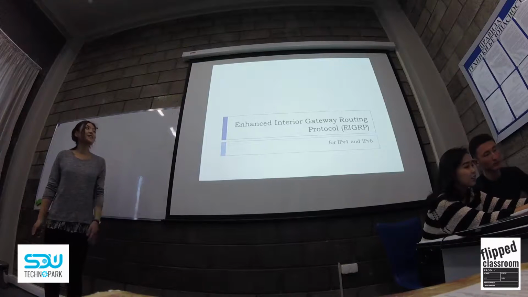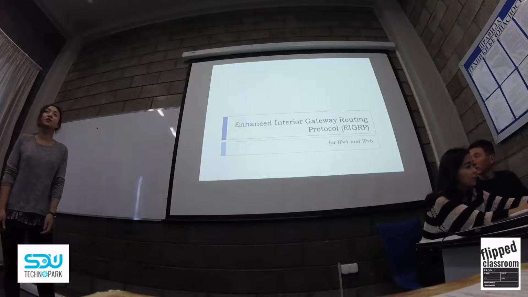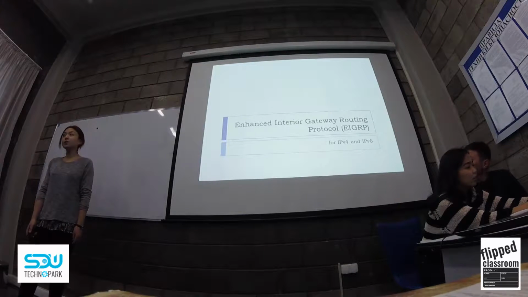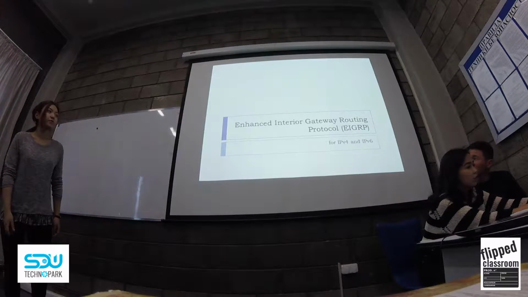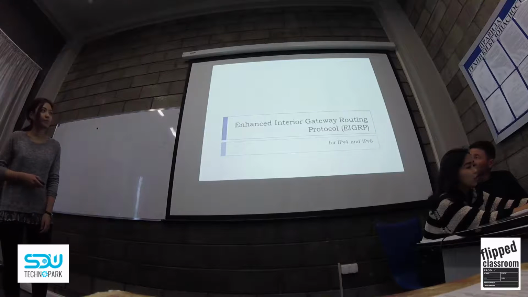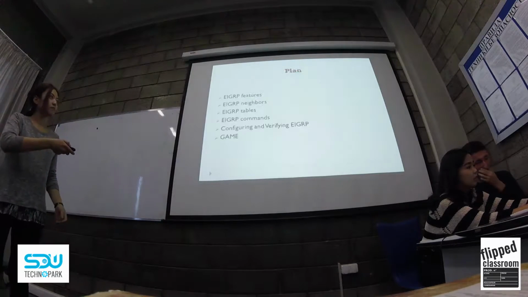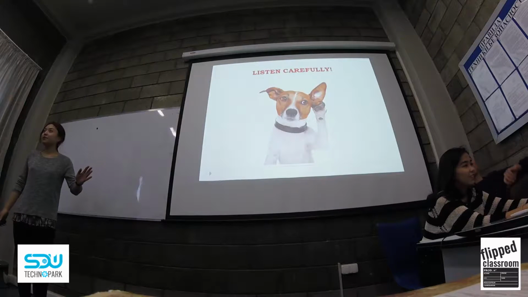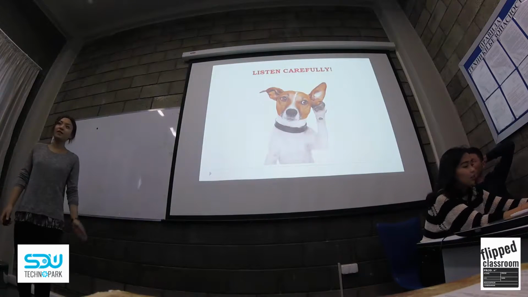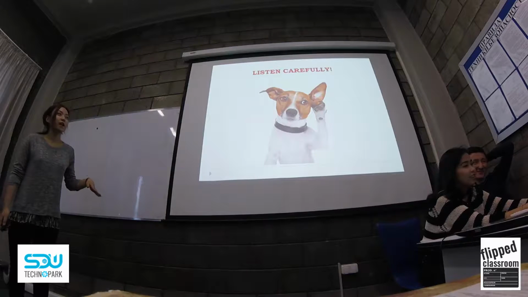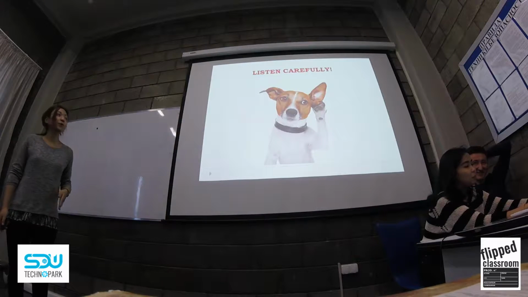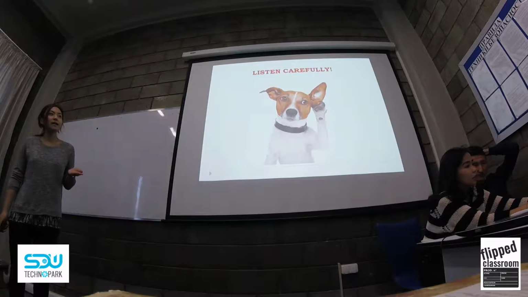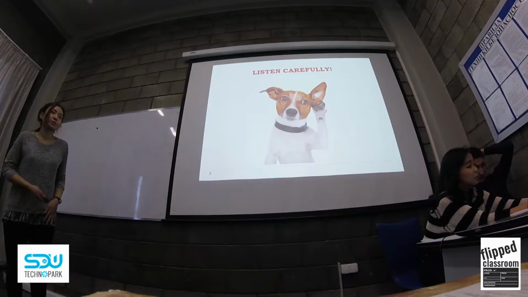So hello guys, in today's lesson we are going to talk about Enhanced Interior Gateway Routing Protocol, which is also called EIGRP, for IPv4 and IPv6. I advise you to listen carefully to this lesson, because at the end of it we'll have a game, and it will be good for you to pay attention and get more information from this lesson.